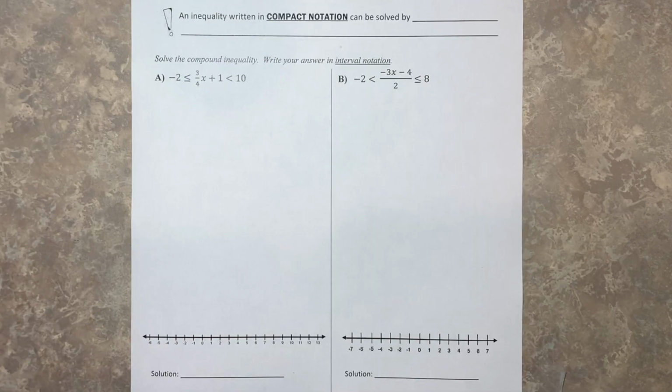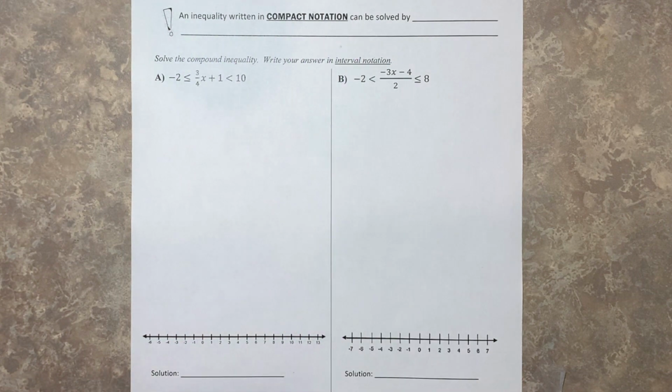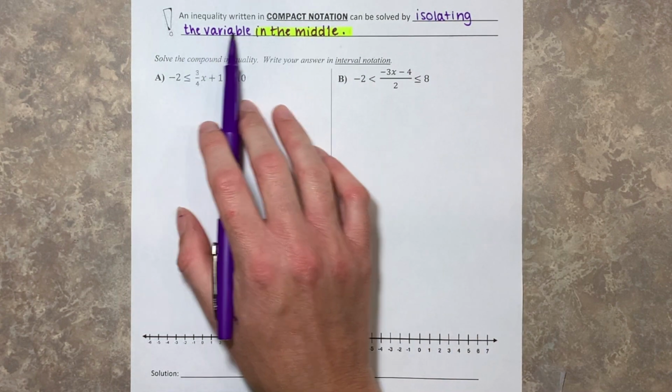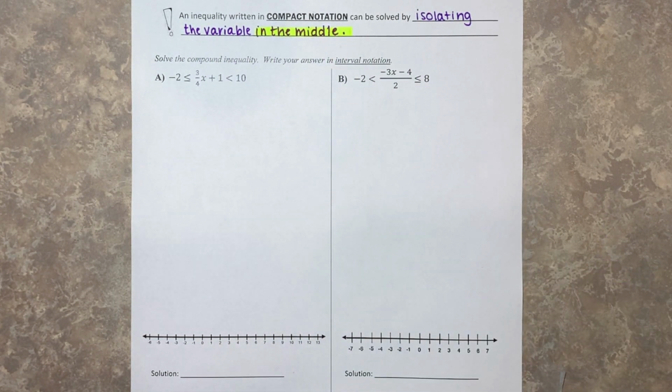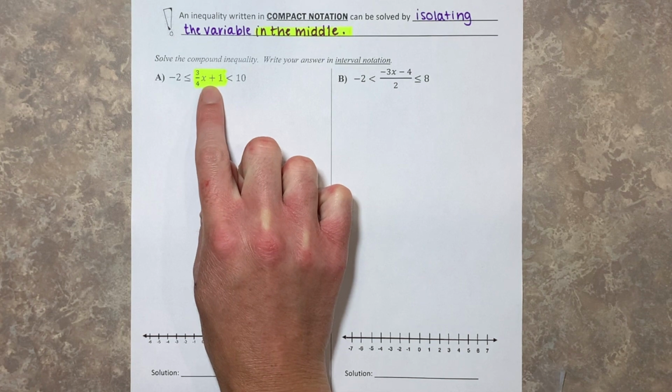Next, we're going to learn how to solve inequalities that are written in compact notation. These two inequalities that you see here are examples of inequalities written in compact notation. An inequality written in compact notation can be solved by isolating the variable in the middle. So if we're trying to solve this compact inequality, we're going to zoom in on the middle, and we want to isolate the x in the middle.